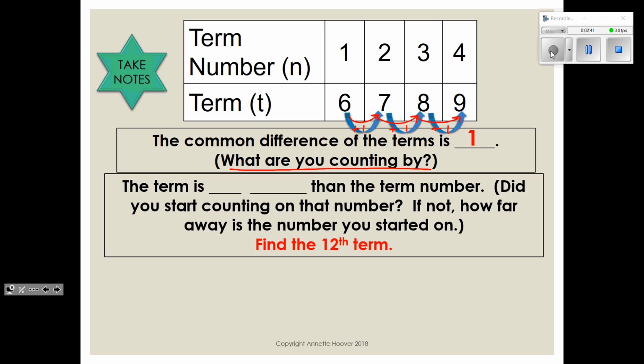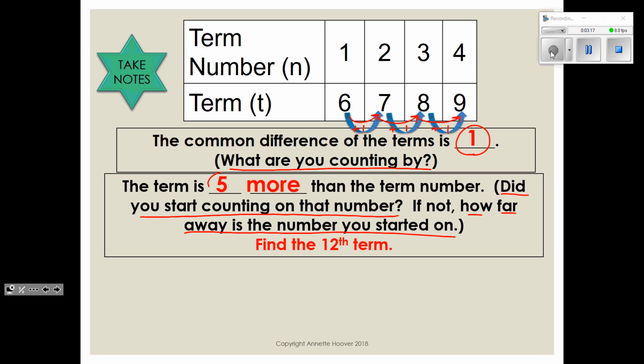The second question you're going to ask yourself is, did you start counting on that number? We said we were counting by 1, but did we start counting on the number 1? Did we say 1, 2, 3, 4? We did not. So if you did not start on that number, you have to say, how far away is the number you started on? I'm counting by ones, but I started on 6. 6 is 5 more than what I was counting by.